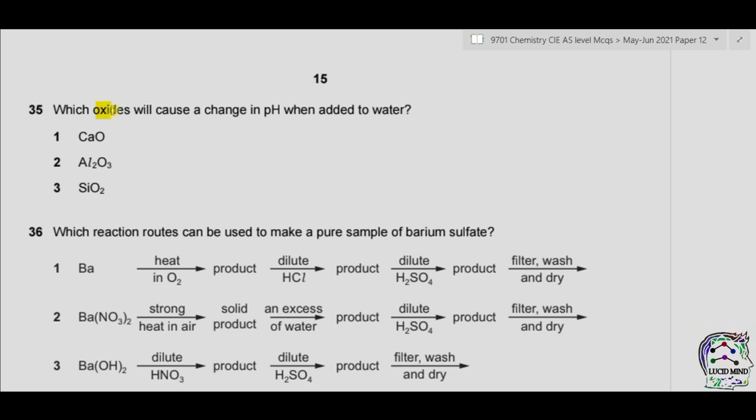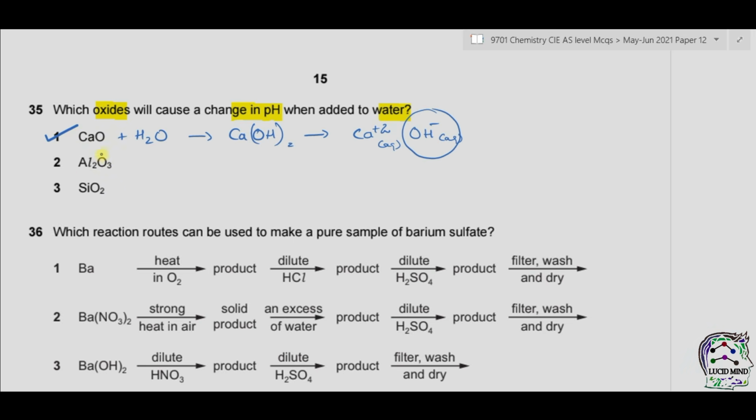Question 35. Which oxides will cause a change in pH when added to water? First one is calcium oxide. Calcium oxide can dissolve in water to form calcium hydroxide. And it can produce calcium plus 2 and OH negative ions. Due to the production of OH negative, the pH will be increased.